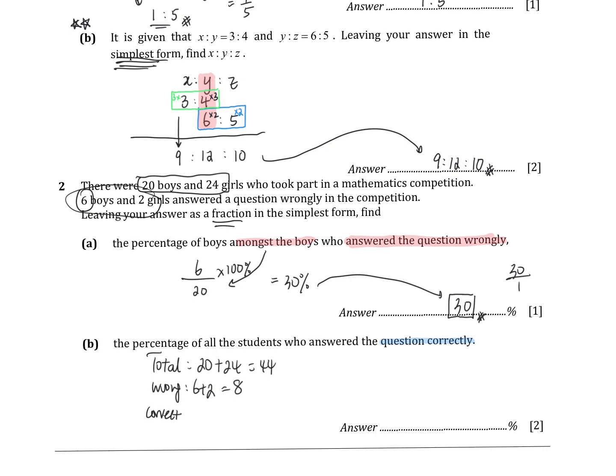Answer correctly would be your 44 take away 8, which is 36. So out of which, 36 out of the 44 times 100%. So what do you get? 81 9 by 11 percent.